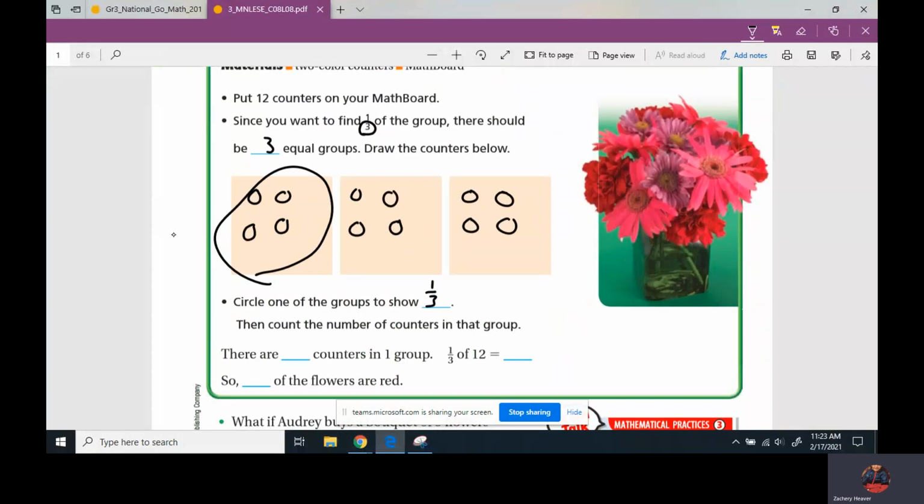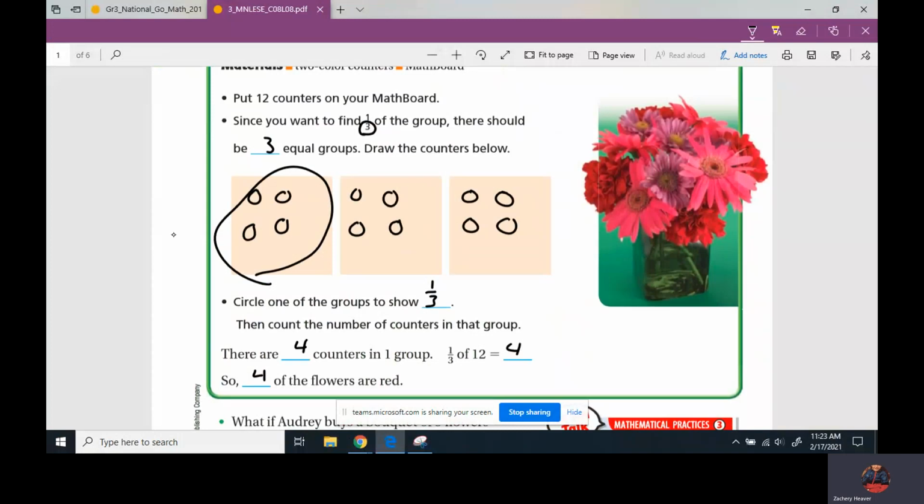So if 1 out of 3 groups are red, so let's say this group is red, how many counters are in each group? 4. So 1/3 of 12 is 4. Okay, so there are 4 red flowers. 1/3 of 12 equals 4 because this is 1/3 of 12.